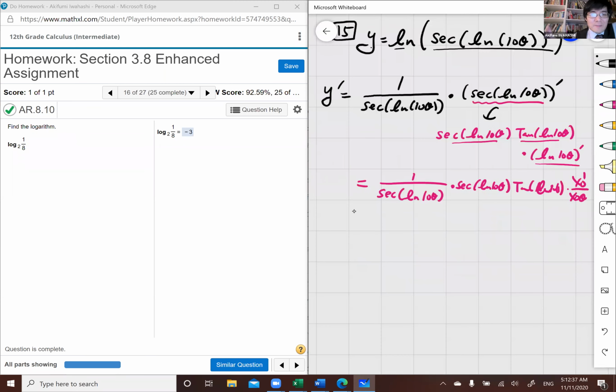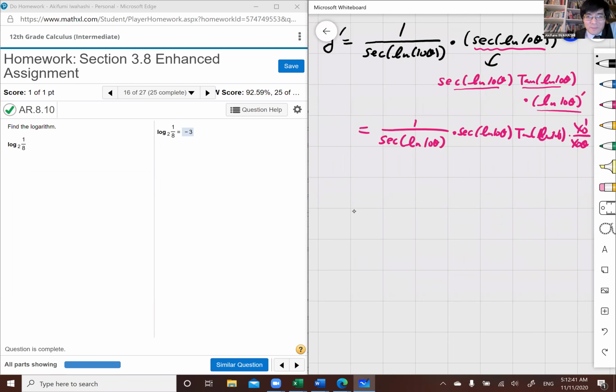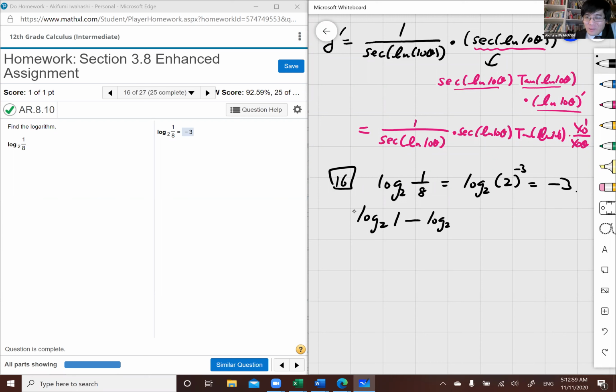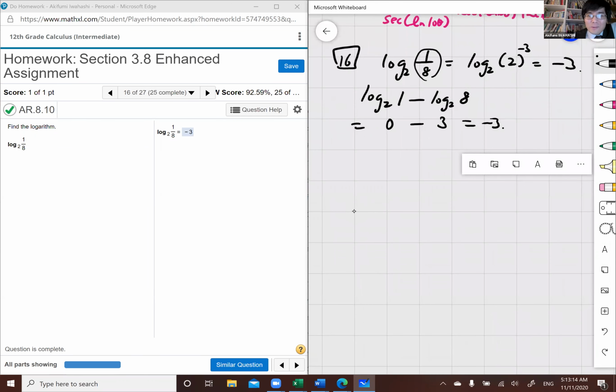Okay, this is just a review question. I'm not going to explain much. What this means is the same thing as log base 2 of 2 to the power of negative 3. So it's going to be negative 3. Or you can use log 2 of 1 minus log 2 of 8, by changing the division into a difference of logs. And this is 0, and this is 3, and you want to get negative 3. Yeah, there are several ways to get the same conclusion. So let's move on to the next question.